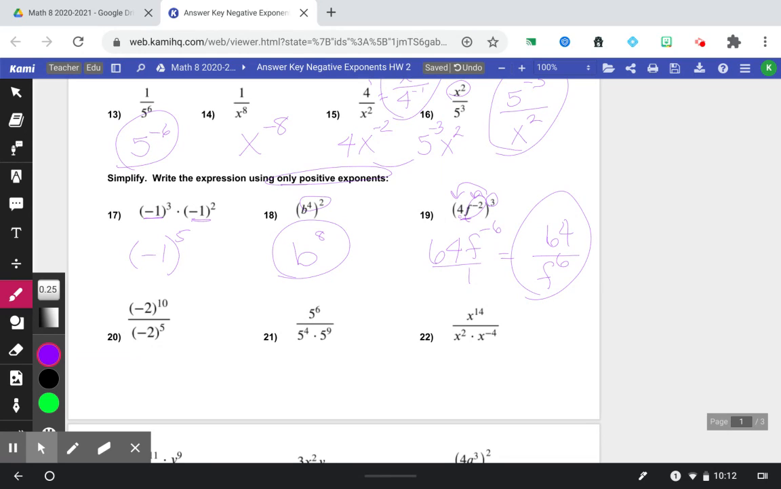Okay, number 20, division problem. Keep the base of -2, subtract the exponents, we get to the fifth power. You're done because you have positive exponents.